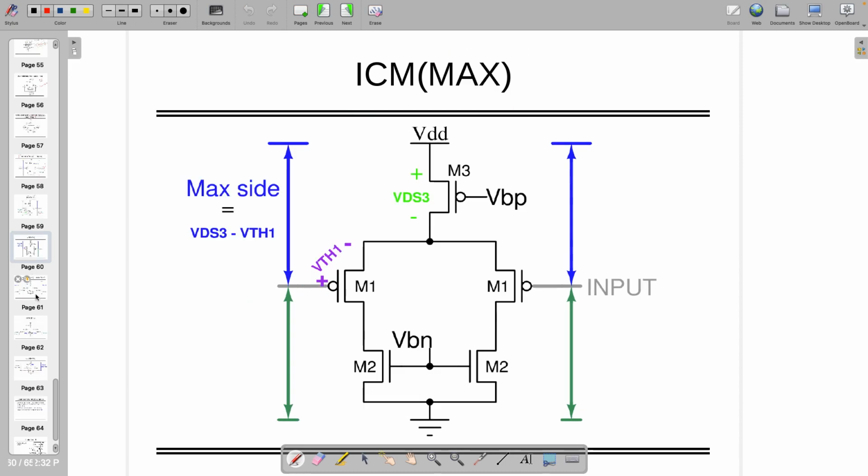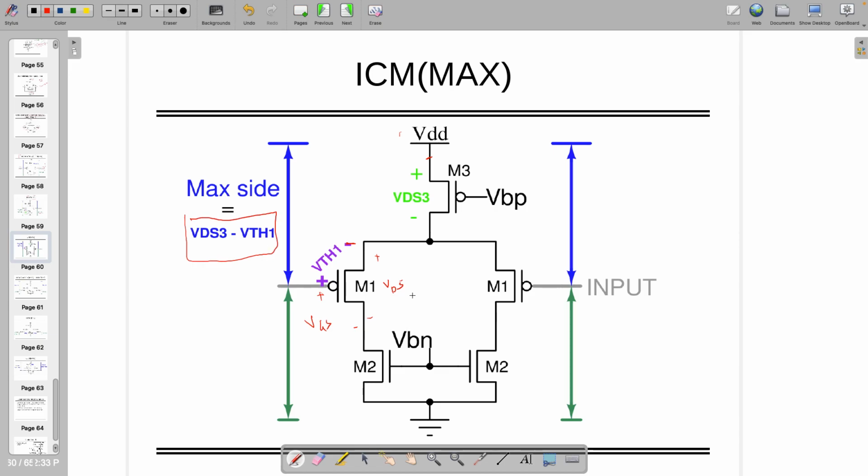Whereas if I'm interested in finding the max side, look from here to here. I know that VDS set is nothing but VGS minus VTH. So if this is VGS, this has to be VTH, but with the opposite value, so minus to plus. If you look from the top side, excluding VDD, from here to here is VDS3, and from here to here it's VTH1. So the addition of these two is going to give me VDS3 minus VTH1.